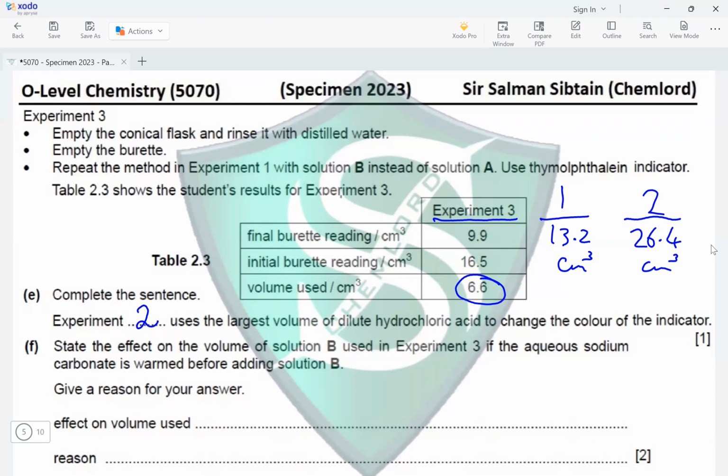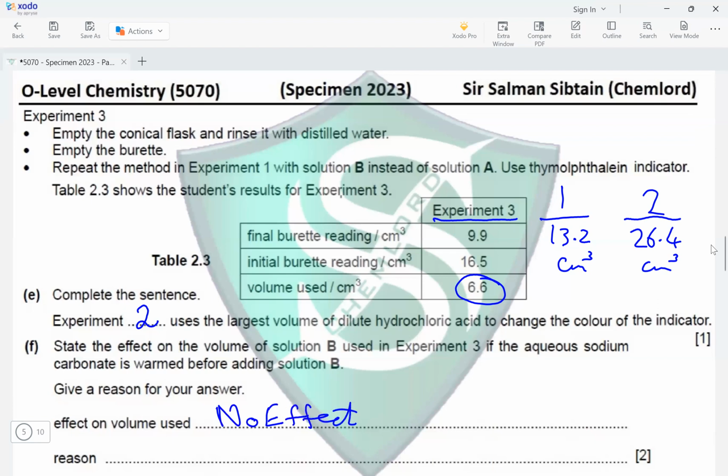Part F. State the effect on the volume of solution B used in experiment 3 if aqueous sodium carbonate is warmed before adding solution B. So a change in temperature will not have any effect on the volume. So effect on volume used, no effect.